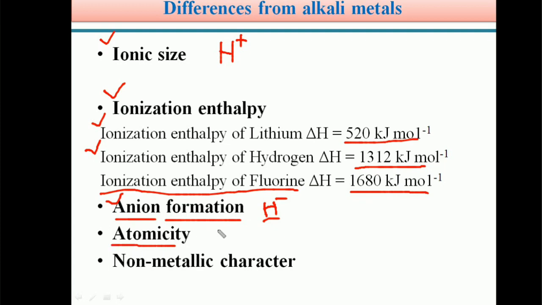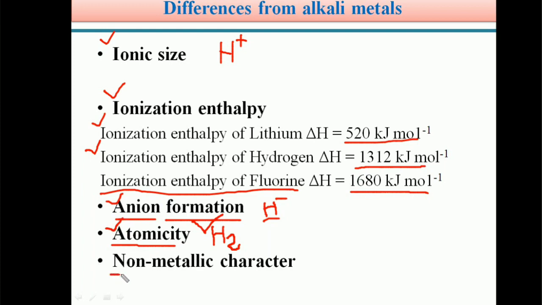Students, hydrogen is a diatomic molecule, meaning it always exists as H2, whereas alkali metals are monoatomic. Lithium metal, sodium metal, potassium metal. So alkali metals are monoatomic, but hydrogen is a diatomic molecule. So this is also one difference compared with the alkali metals.